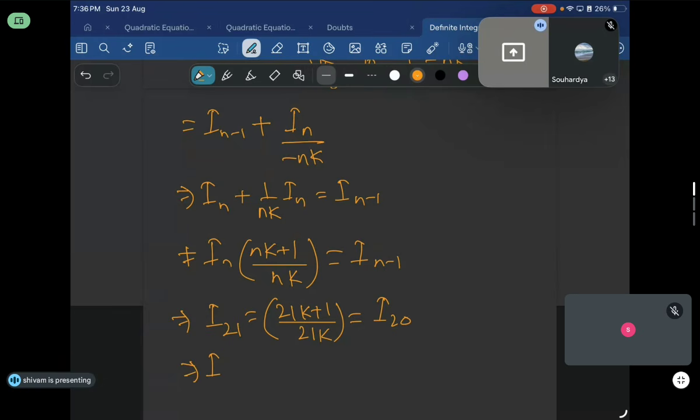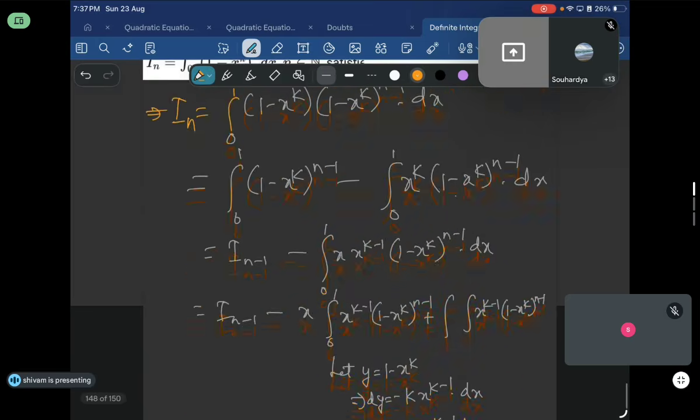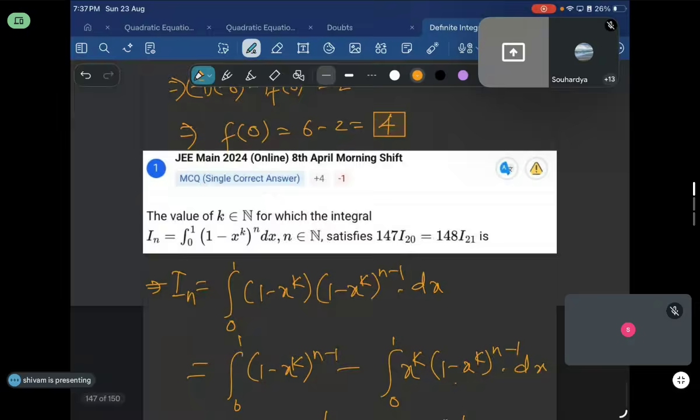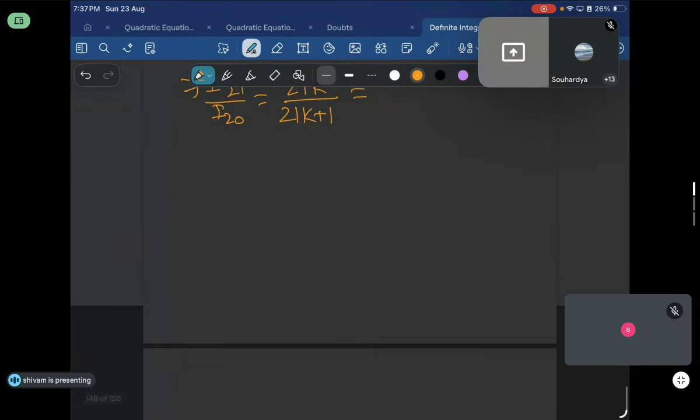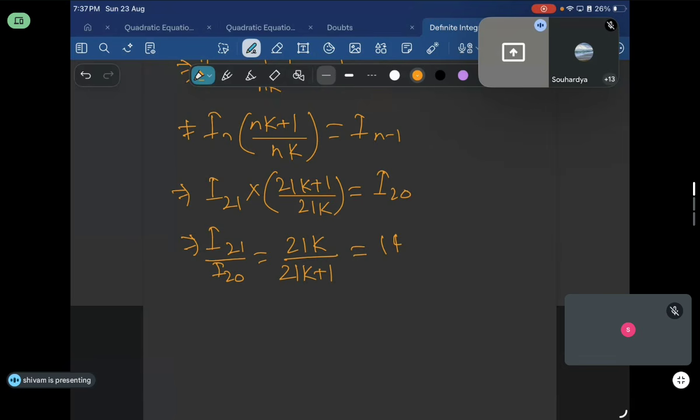And I21 by I20 will be equal to 21k by 21k plus 1, right? And this is given as how much? I21 by I20 is 147 by 148. So from here, I am getting k is equal to 7. Yes, k equal to 7 is the correct answer.